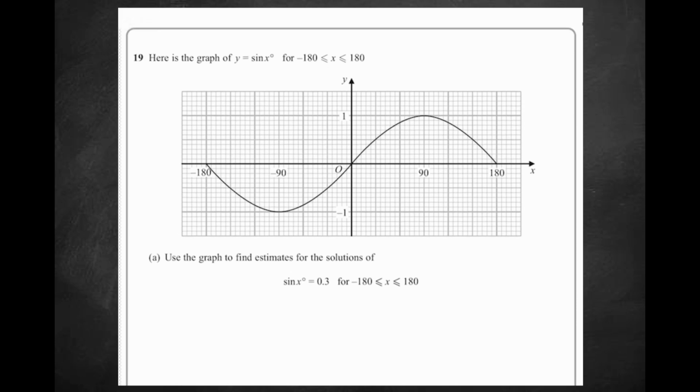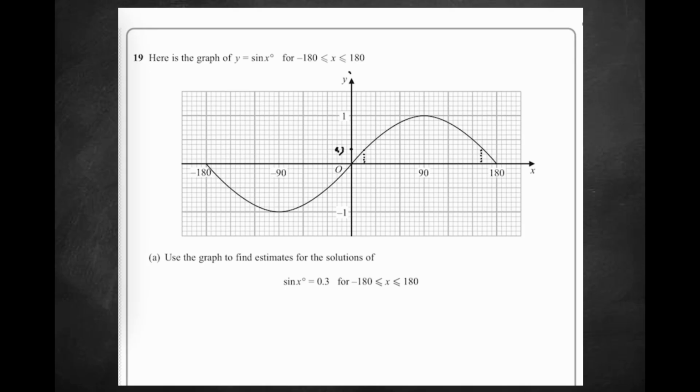Question number 19. Here is the graph of y equals sine x for minus 180 to 180. Use the graph to find estimates for the solution of sine x equals 0.3. So all we have to do here, as we are told y equals sine x, is find on the y-axis when the value is 0.3. Each square here is 0.1, so this here is going to be 0.3. So it's just going to be here and here. It's estimates for the solution, but I'll do my best.